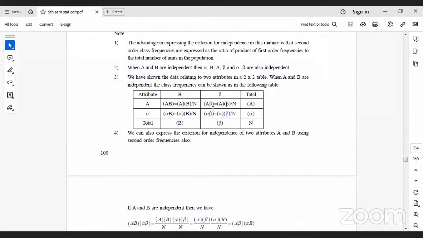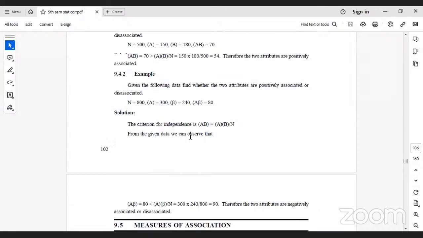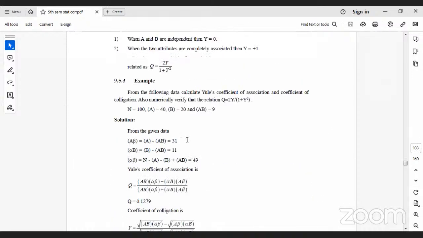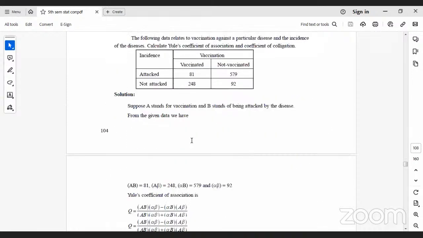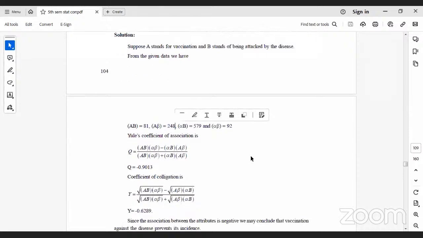AB, A beta, alpha B, alpha beta, correct? Okay. AB 81, A beta 579. You have to mark the change, okay? A beta 579, alpha B 248, alpha beta 92. Clear?